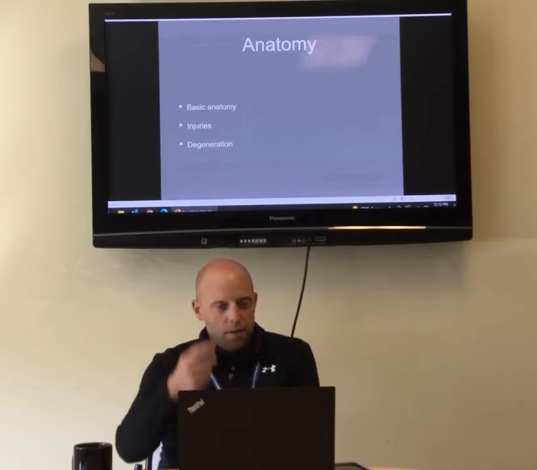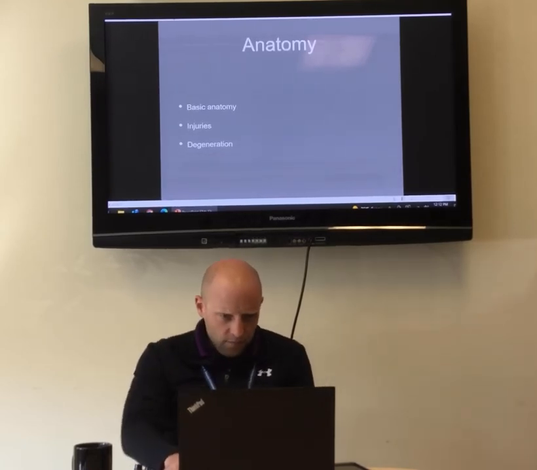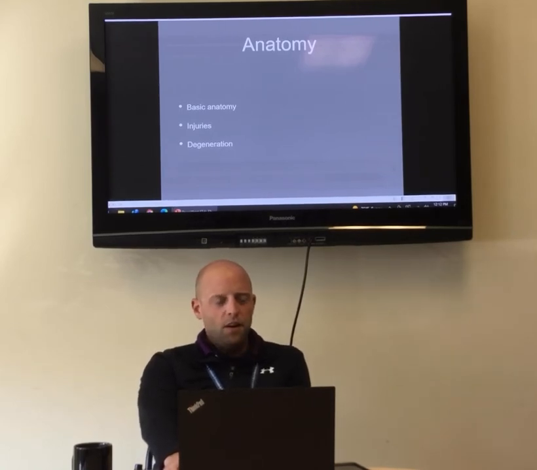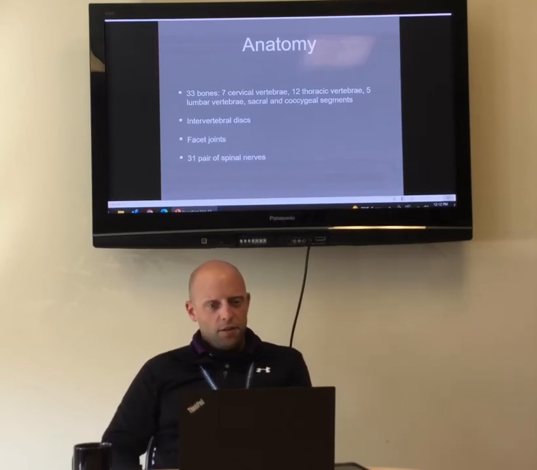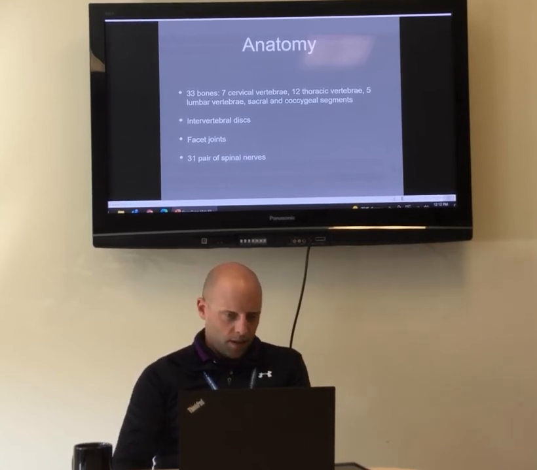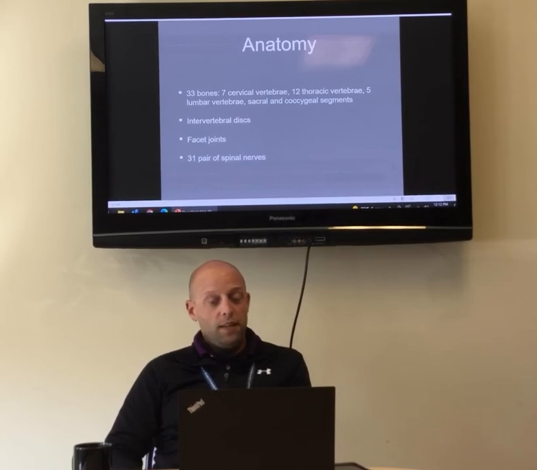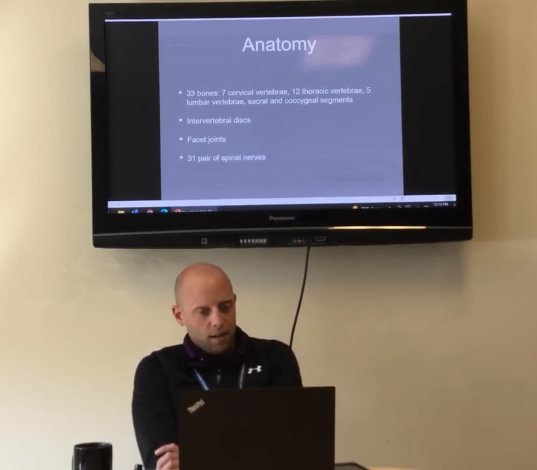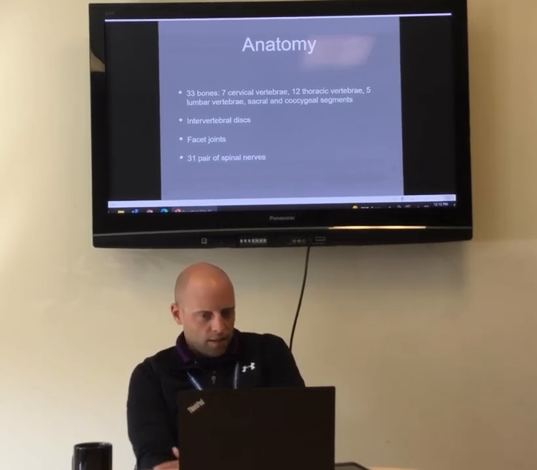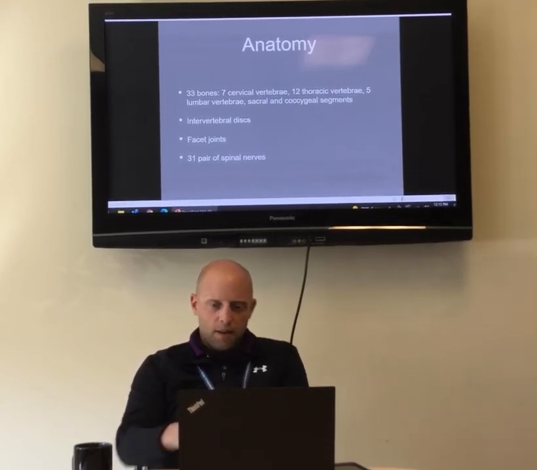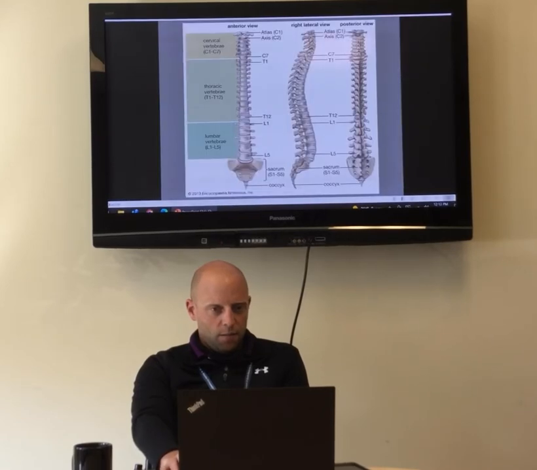As far as anatomy, we'll go over the basic anatomy of the spine, common injuries, and then also degenerative changes that are common. So the spine, 33 bones, 7 cervical vertebrae, 12 thoracic, 5 lumbar, and then you have a few sacral and coccygeal segments that make up the rest. In between each bone is an intervertebral disc, and behind at each level, in between the bones are what they call facet joints, and also 31 pairs of spinal nerves that exit on the way down.